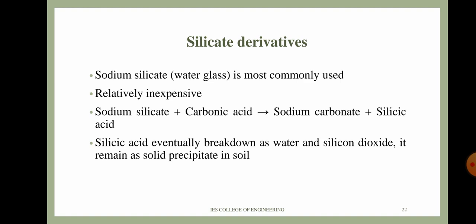Some of the most commonly used solution grouts are discussed briefly, and the first one is silicate derivatives. It is also called water glass, and it is a commonly available and relatively inexpensive aqueous solution. Here, the sodium silicate is allowed to react with carbonic acid by the two-shot system to form a salt called sodium carbonate, which is in the solid state, and an acid is formed, that is silicic acid, which is in liquid state. But this silicic acid eventually breaks down into water and silicon dioxide, and this silicon dioxide remains as solid precipitates in soil.